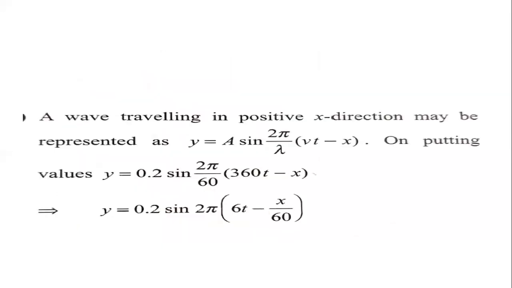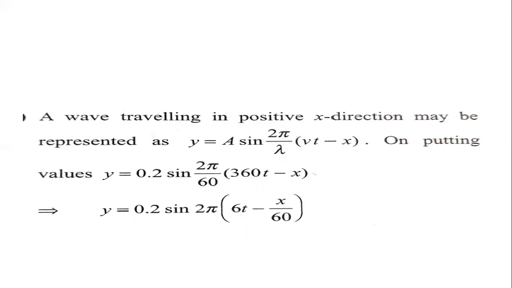As you know, the wave traveling in the positive x direction, in general, is represented as y equals a sine 2 pi by lambda into (vt minus x). Now here amplitude is given, wavelength is given, velocity is given. Just substitute and simplify. So what you get is y equals 0.2 sine 2 pi by 60 into (60t minus x). Now this is a wave traveling in the positive x direction. If the wave is traveling in the negative x direction, then you have to just replace x by minus x. Then your result becomes (60t plus x) divided by 60.